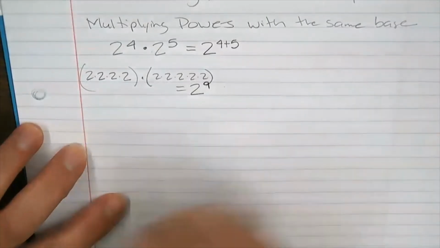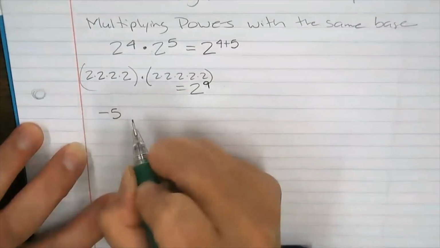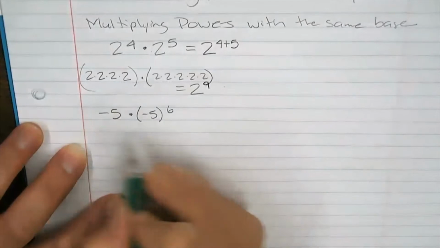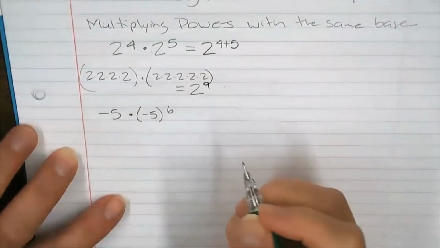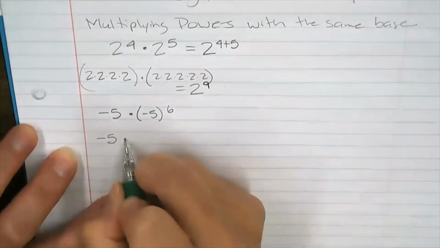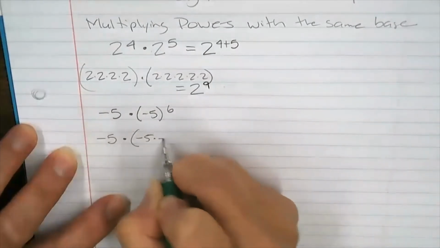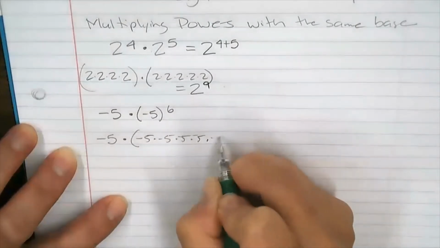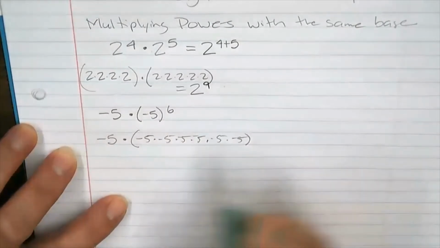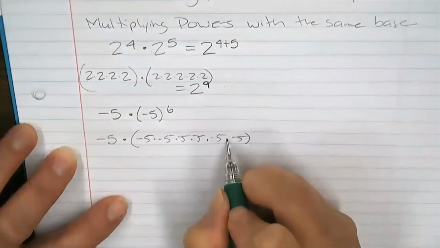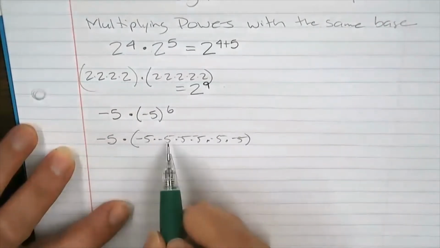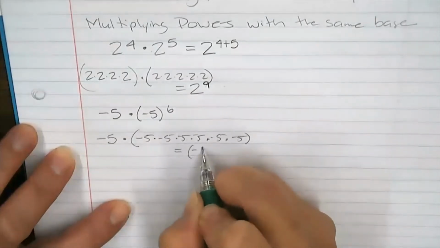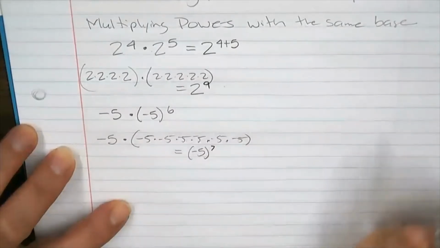So let's say we have -5 times -5 to the 6th power. What is this telling us? Well, it is -5 times 1, 2, 3, 4, 5, 6. So how many -5s do we have that we're multiplying? 1, 2, 3, 4, 5, 6, 7. So this is equal to -5 to the 7th power.